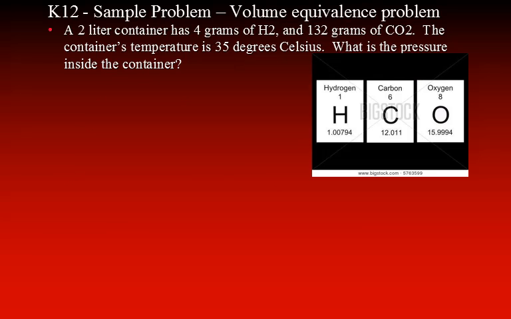Okay, on this one, we have a 2-liter container that has 4 grams of H2, 132 grams of CO2. The container's temperature is 35 degrees Celsius. What is the pressure inside the container? So go ahead and pause the clip, see if you can solve this one. And when you're ready to check, you can hit play to continue.